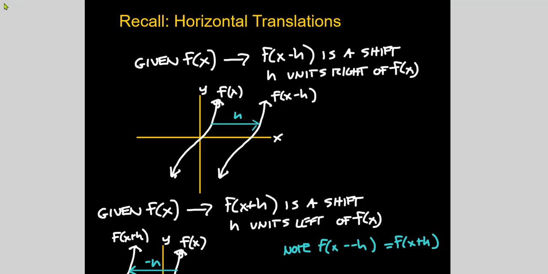Okay, so let's recall a horizontal translation of a function. So given a function f of x, the function f of x minus h is actually a shift h units right of f of x. You would think it should be left. I talk about that in a video on horizontal translations, but this is a shift to the right of h units. So if I have a function f of x, I shift it h units to the right, it looks like it's going to go like this. It's going to get shifted to the right h units.